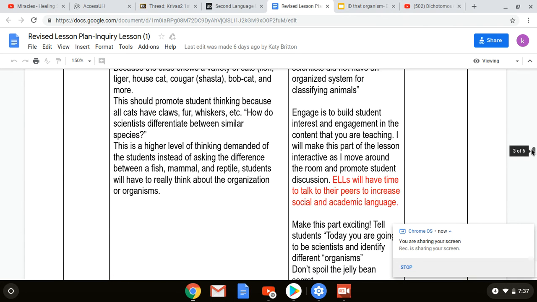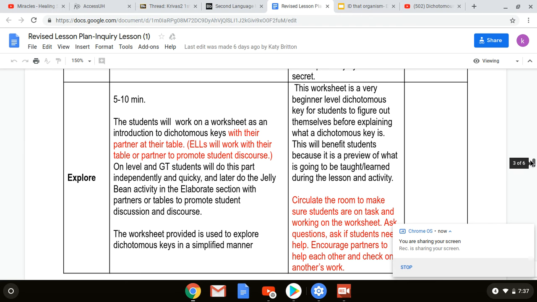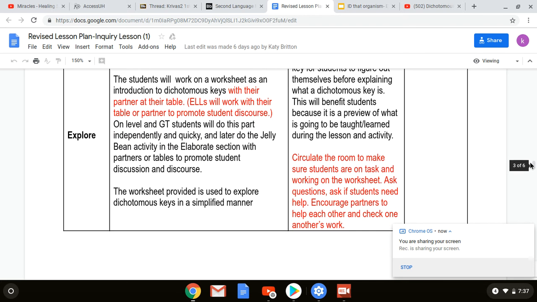Very good idea of that. In your explore, I want to point out that you're going to put them in partners, and we have learned that working with peers can be very beneficial for ELA students. So that is a very good point that you put there.